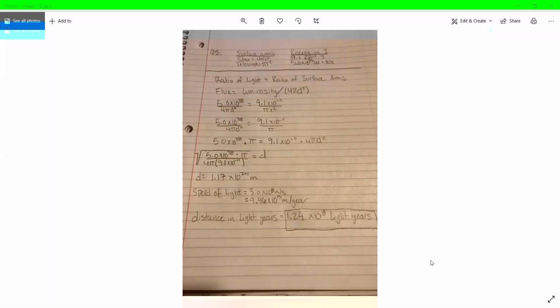How distant is the supernova? Give your answer in light years, where 1 light year is the distance light travels in 1 year. The speed of light is 3.0 times 10 to the 8 meters per second.